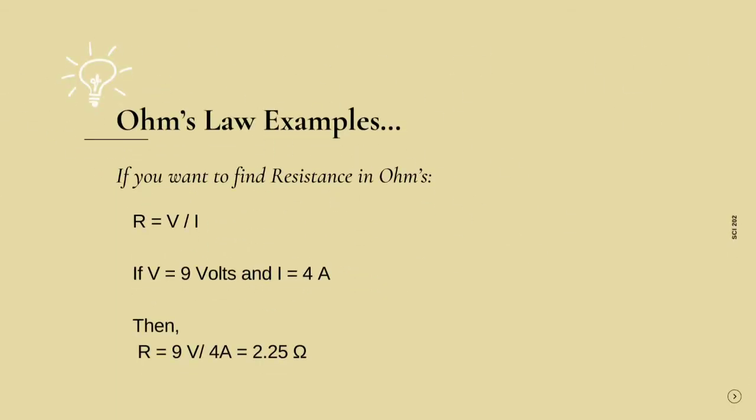If you want to find resistance in ohms, R is equal to V divided by I. If V is equal to 9 volts and I is equal to 4 ampere, then R is equal to 9 volts divided by 4 ampere equals 2.25 ohms.